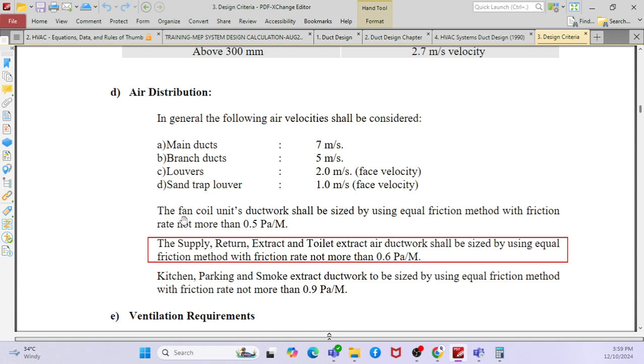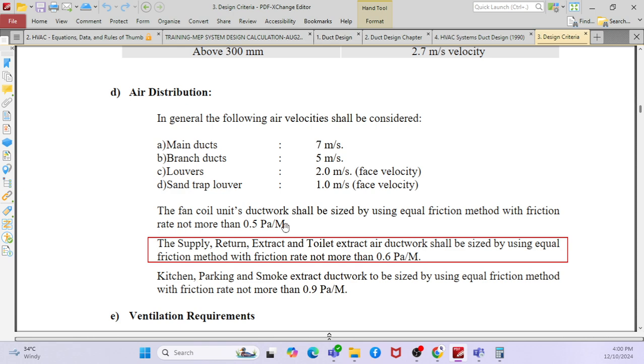Now if you talk about the fan coil unit, the nominal velocity, based on the equal friction method, the best pressure drop will be 0.5 pascal per meter. You can take a range like 0.4 to 0.6 pascal per meter. Approximately for any fan coil unit, you will go with 0.5 pascal per meter.